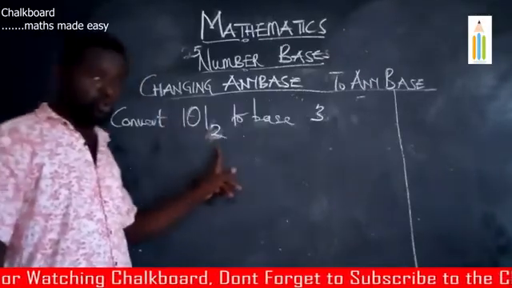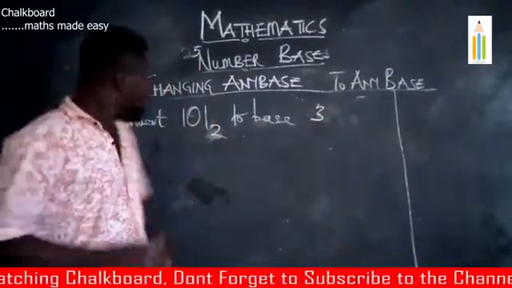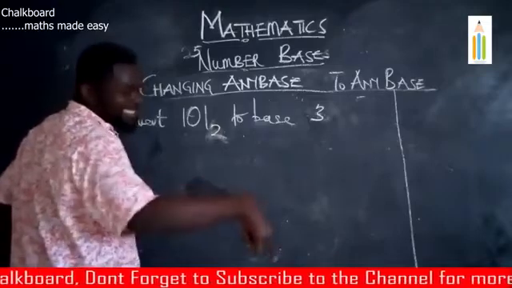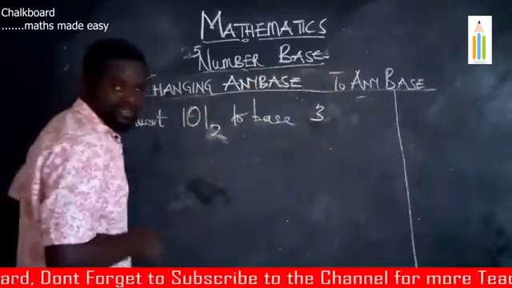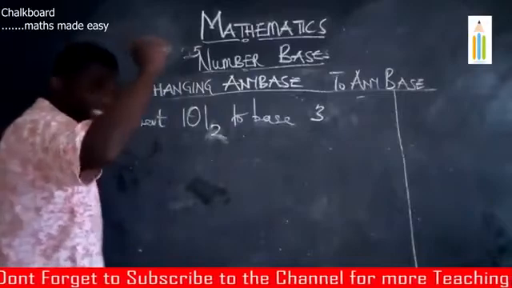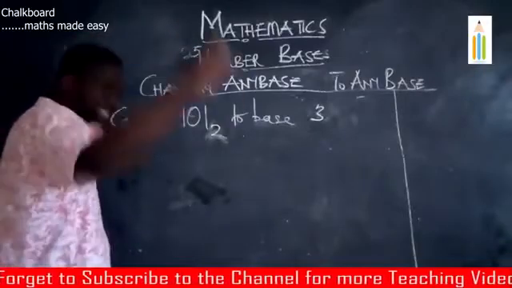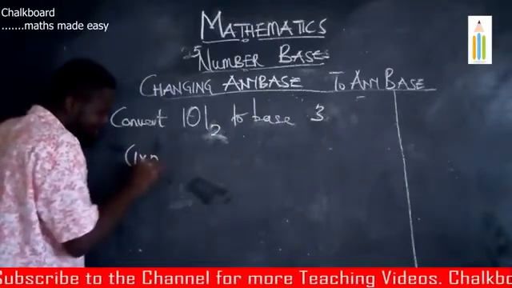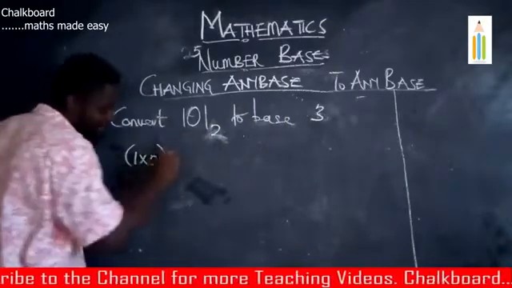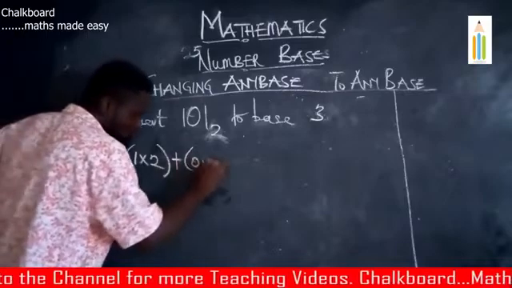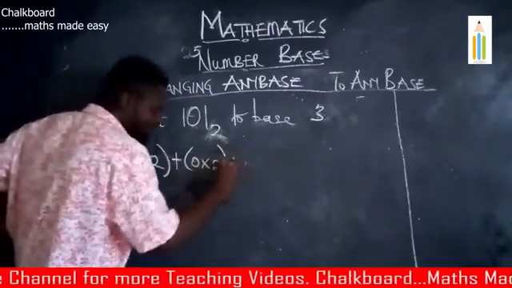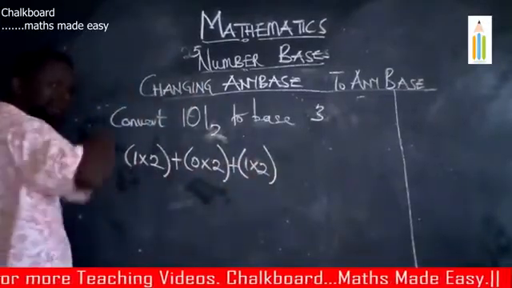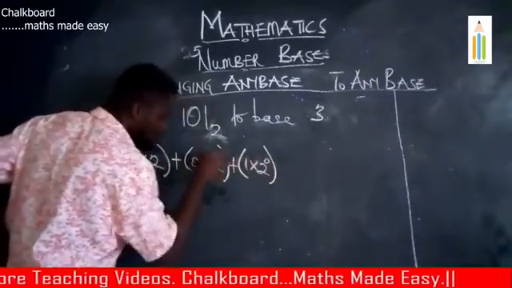Converting 101 base 2 to base 3. And as I said, we will first convert this base 2 to base 10. Then the answer we get in that base 10, we convert it to base 3. So let's go. Remember the first conversion we did, conversion from any base to base 10. So that's what we're about to do here. So we will take our first 1, multiply it by the base 2, then we close the bracket, plus 0 times 2, then we close another bracket for this one. Then plus this one, 1 times 2, we close the bracket. Then we raise powers. So here will be 0, here will be 1, and here will be 2.